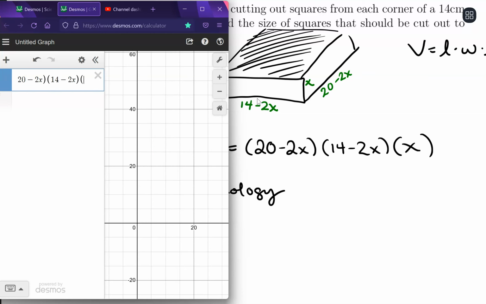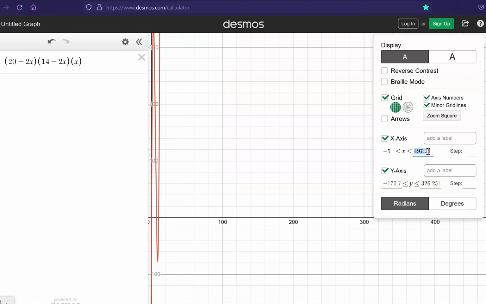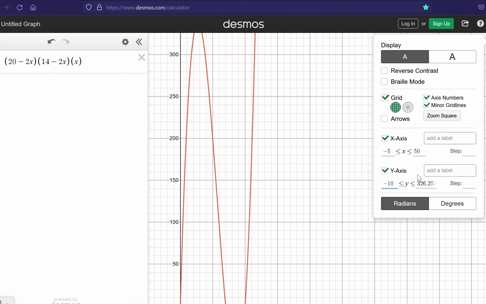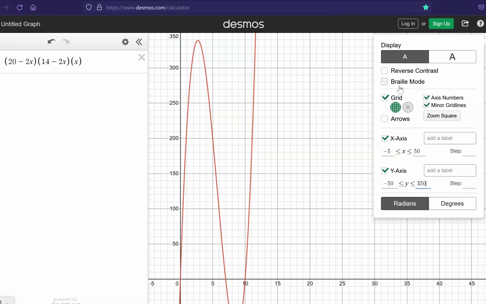Okay, so as we look at this, actually I'm going to adjust my axes a little bit so it's a little clearer. Let's go -5 to 50 on the x-axis. And then for the y-axis, let's go -10 to, let's see, how about 350? Yeah, that looks pretty good.